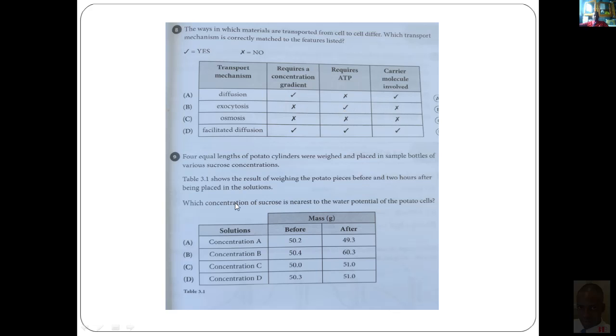Facilitated diffusion: gradient? Yes. Energy? No. So this one is incorrect. A is incorrect. B and C are the two close answers. Let us examine them again.